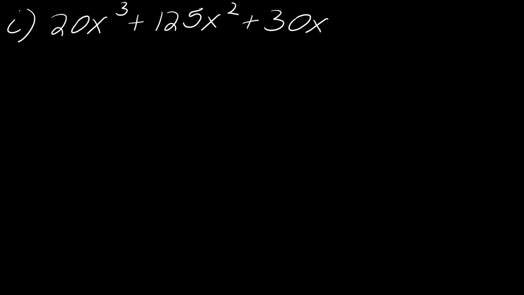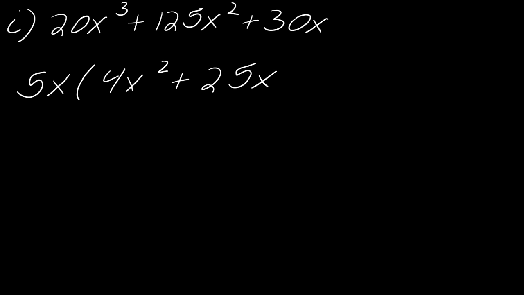Okay, so now I've got 20x cubed plus 125x squared plus 30x. So first thing I notice right away is there's definitely a GCF. The first GCF that jumps out at me is 5. So I'm going to bring out 5x really. So this becomes 4x squared plus 25x plus 6.